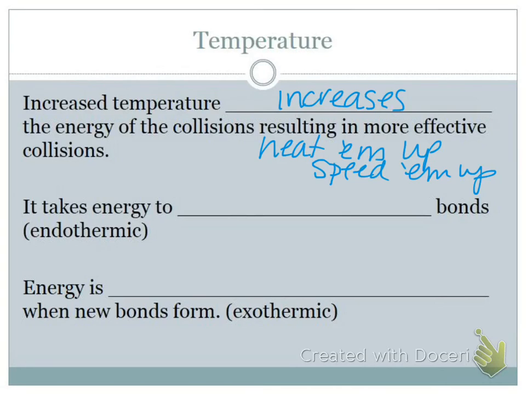Remember when we're talking about breaking and forming bonds, it takes energy to break bonds, so that's endothermic, and energy is released when new bonds are formed, so that's exothermic. So breaking is endo, forming is exo.